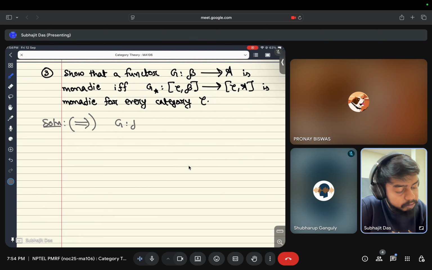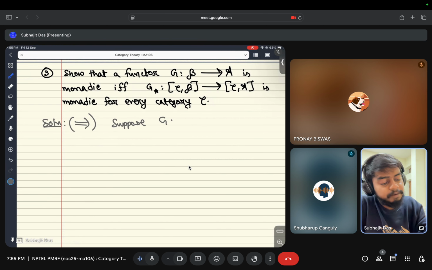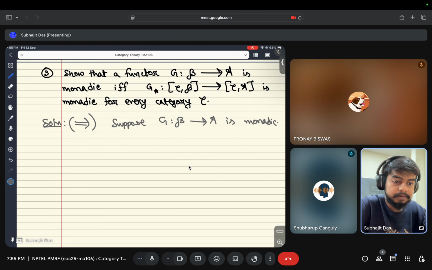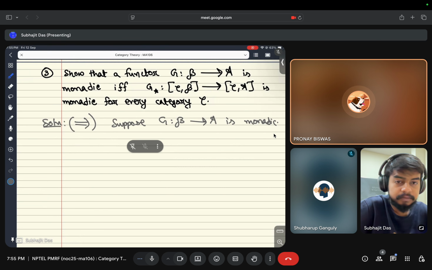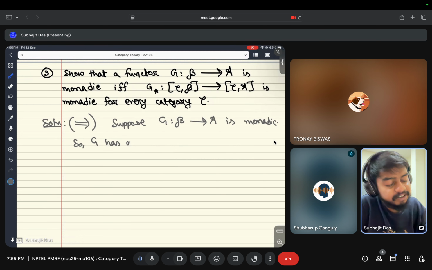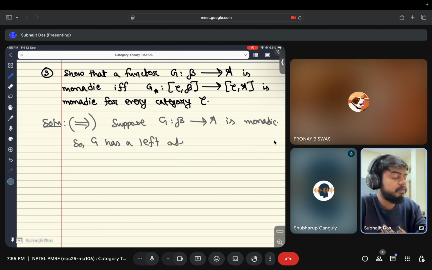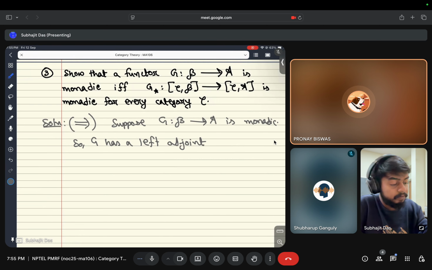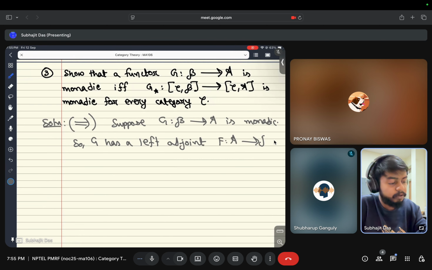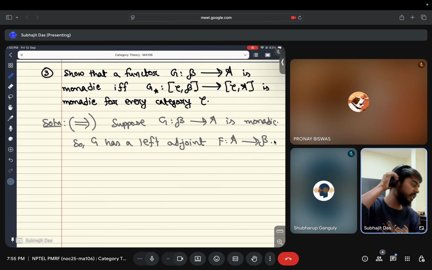Okay, so G from B to A. Suppose G from B to A is monadic. Okay, so G has a left adjoint. Yes, of course. But we want to apply the monadicity theorem, right? So we want in particular to obtain a left adjoint for G lower star.